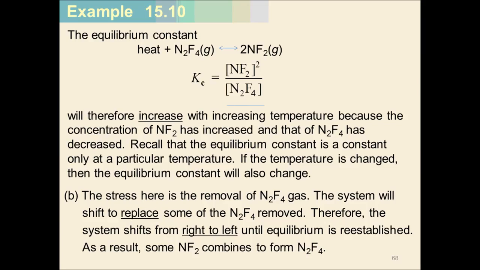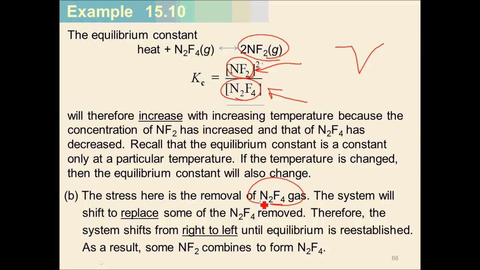On slide 68 then, the equilibrium constant Kc is given as the concentration of the products raised to the power of their coefficients divided by the concentration of the reactants raised to the power of their coefficients, and this will increase with increasing temperature because the concentration of NF2 has increased. You shifted towards the product, so you increase this amount of NF2, and you've decreased the amount of N2F4. The equilibrium constant is a constant only at a particular temperature. If you change the temperature, the equilibrium constant will change.